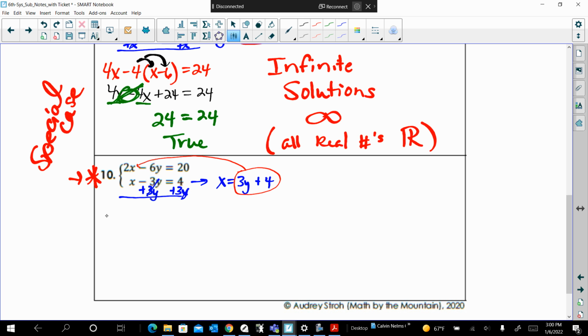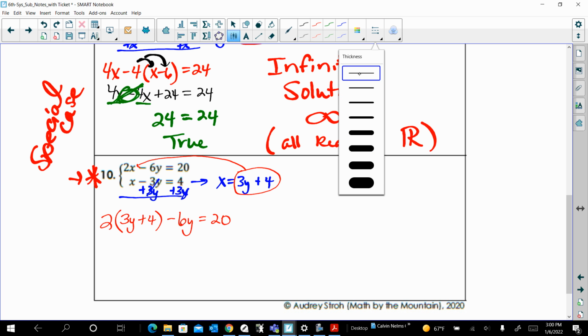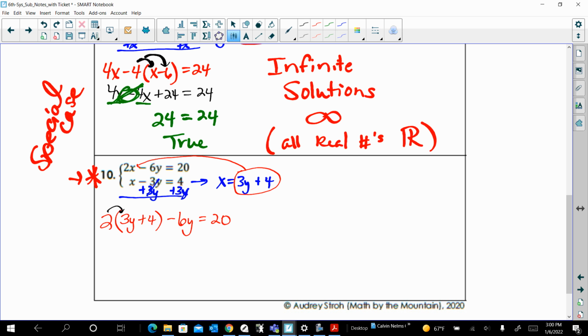To plug it in or substitute it in for x, you're going to use parentheses. So 2 parentheses, inside the parentheses is the 3y plus 4. Close the parentheses, rewrite minus 6y equals 20. And then we're going to solve this for y, which will cause us to distribute. That means we would get 6y plus 8 minus 6y equals 20.